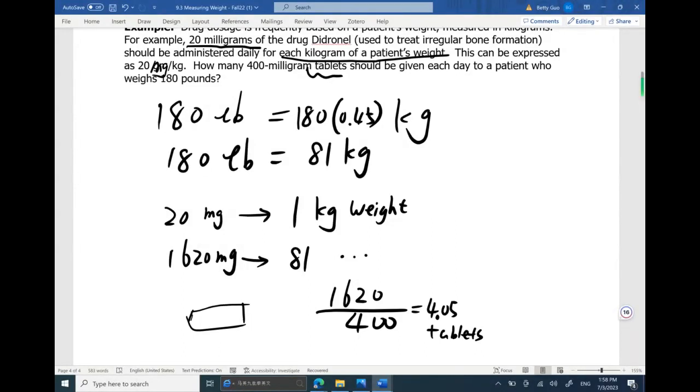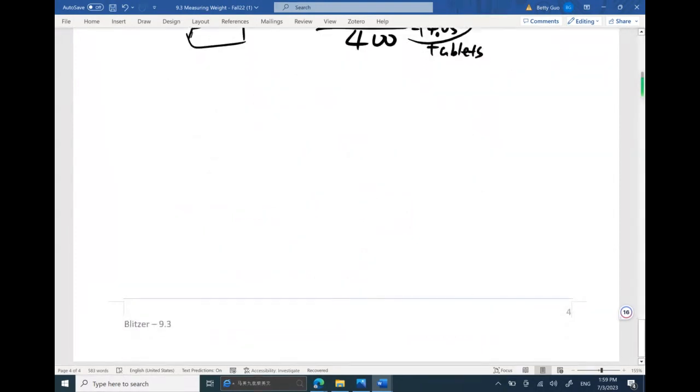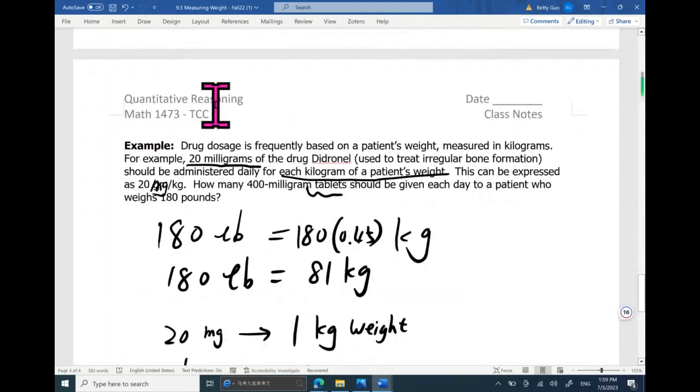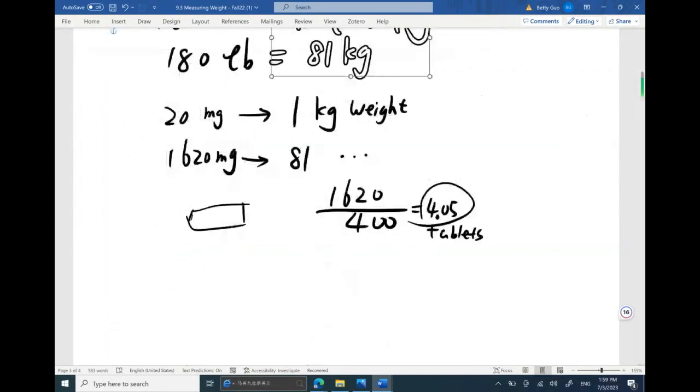180 times 0.45 is 81 kilograms. Yeah, 180 pounds is 81 kilograms. 81 times 20 is 1620. And that's how much of the drug the patient needs. And divide that by 400. We do have a decimal, yeah. So this many tablets. Okay, this is the last question. Awesome.